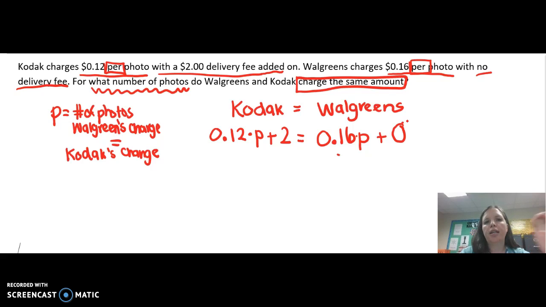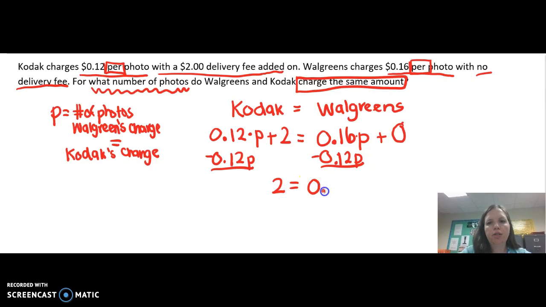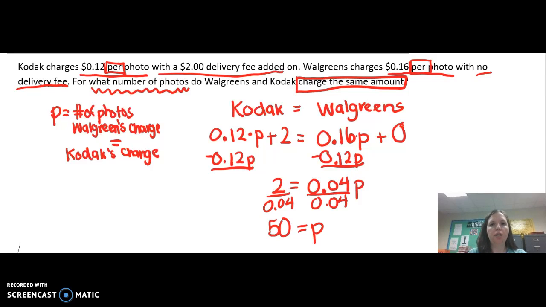So now I have an equation that I can solve. I can take 0.12P plus 2 equals 0.16P, which gives 2 equals 0.04P, and I can divide on both sides to get my value of P. Be careful about this, 2 divided by 0.04. This is why you have a calculator. If you want to work it out longhand, you can, but your answer would be 50. 50 is P. So that's our value.